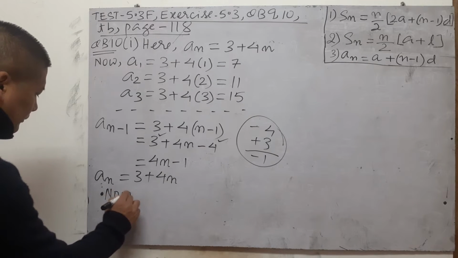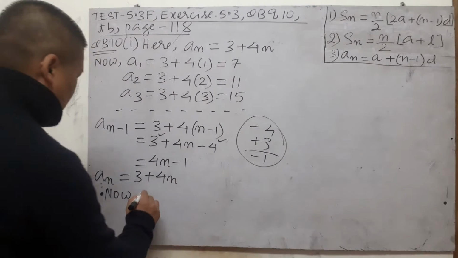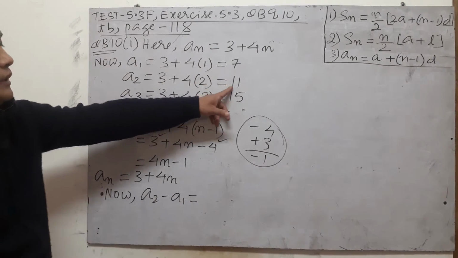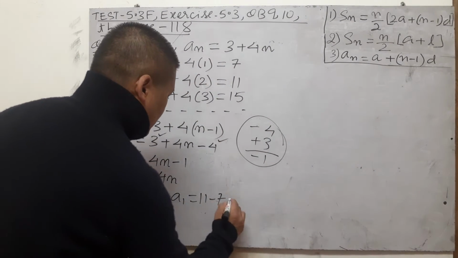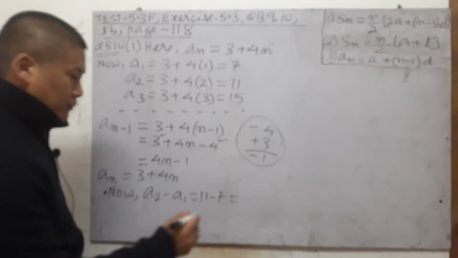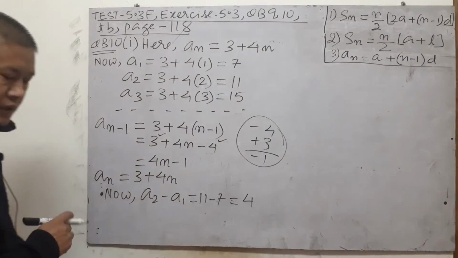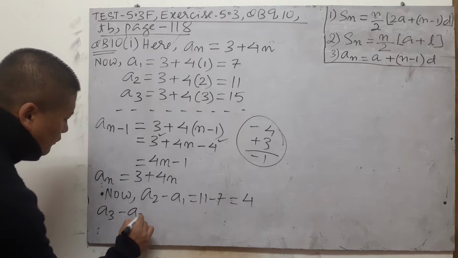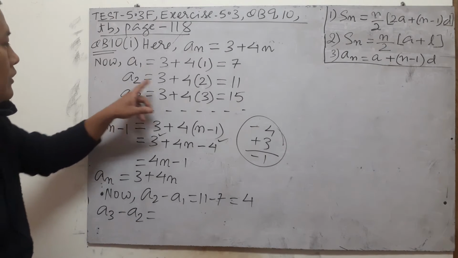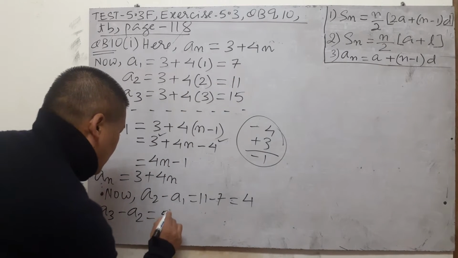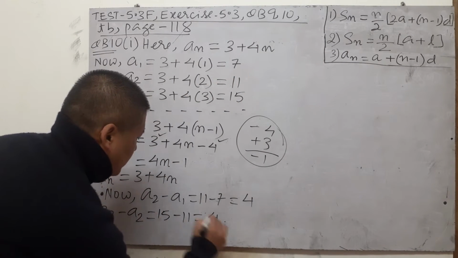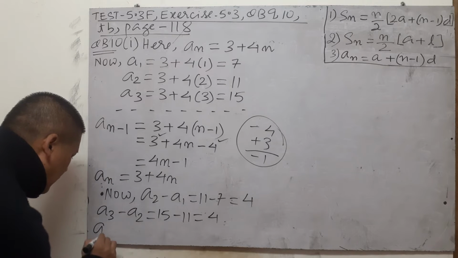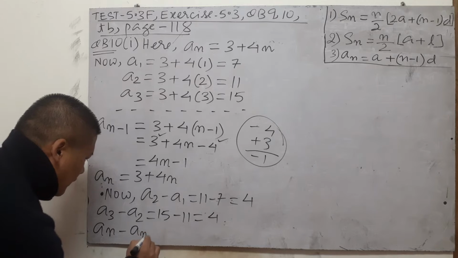Now, again, this a2 minus a1 is going to be here 11 minus 7, 8, 9, 10, 11, so plus 4. So common difference is same or not, let us see. Then next is a3 minus a2. a3 minus a2 means 15 minus 11. Again 15 minus 11 is plus 4, same. Then let us do this here, an minus an minus 1.